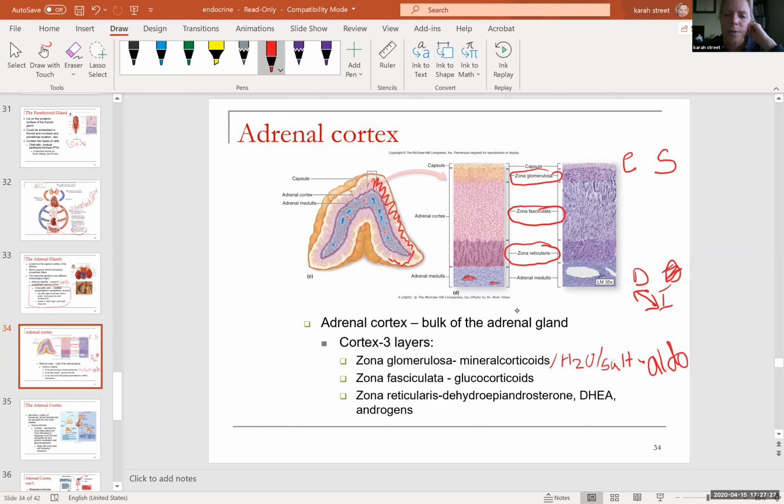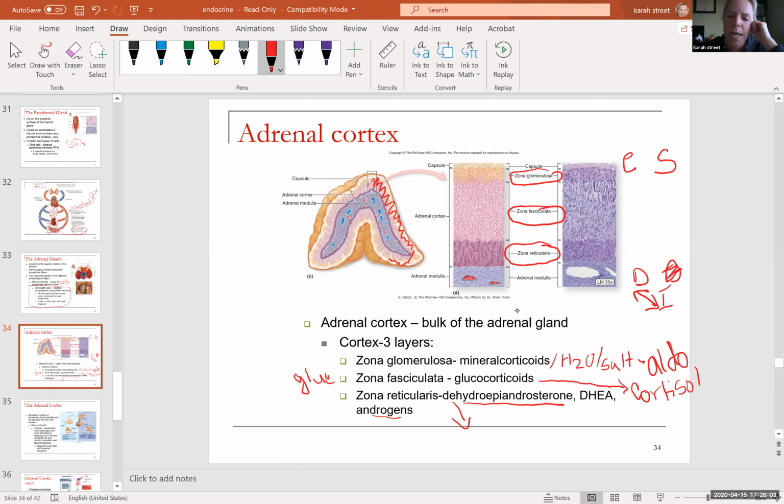The middle layer, the zona fasciculata, releases hormones that are glucocorticoids. They help regulate glucose in your bloodstream. The best example of that is cortisol. And the most internal layer releases a male-like hormone, very similar to testosterone. We call it an androgen, but it's called DHEA, dihydroepiandrosterone, DHEA.